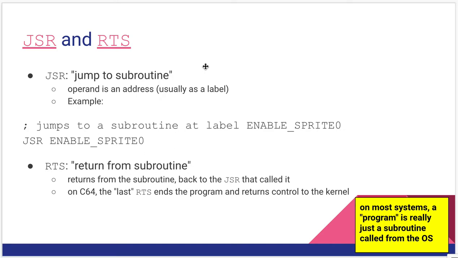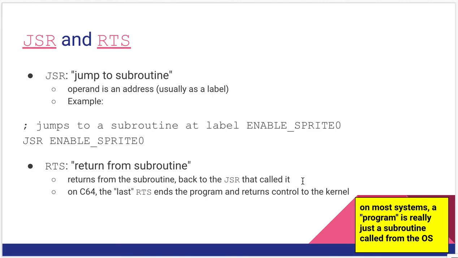All right, so the two instructions that are important for subroutines are JSR, which means jump to subroutine. Its operand is the address that begins that subroutine, and usually, again, we put a label in there. So it'll look something like this: JSR with a label like enable sprite 0. If we have created a subroutine using the label enable sprite 0, JSR will take us to that. And as I mentioned before, RTS is the return from subroutine. When we encounter that, it will return from the subroutine back, hopefully, to the jump to subroutine that called it.